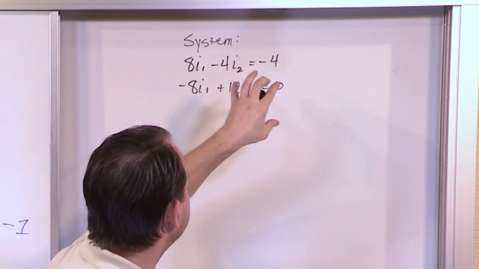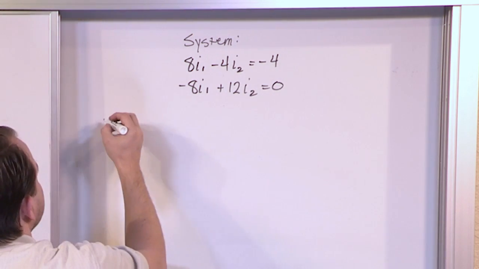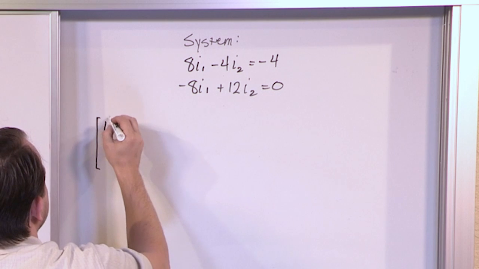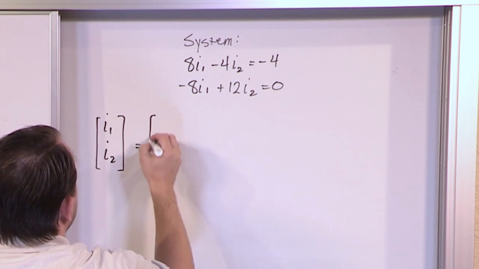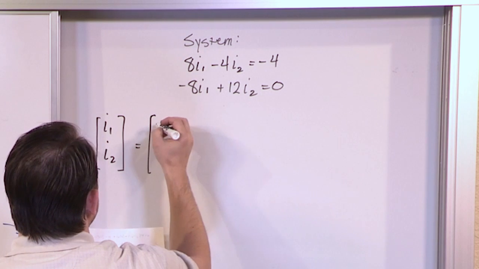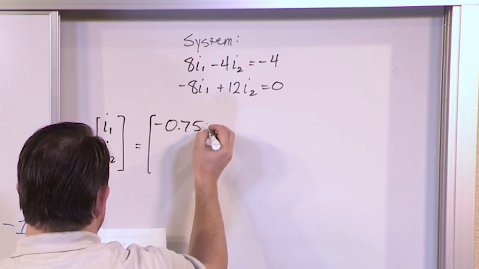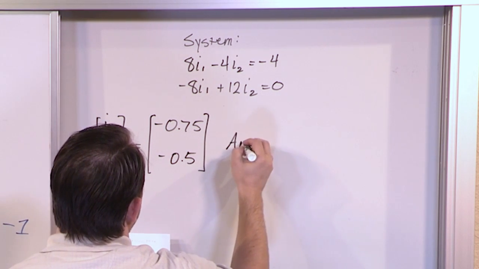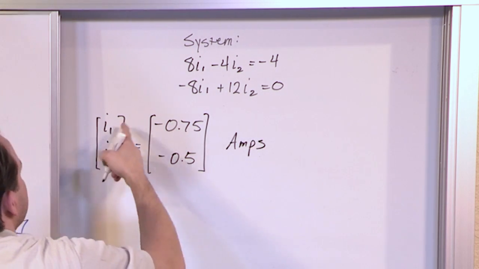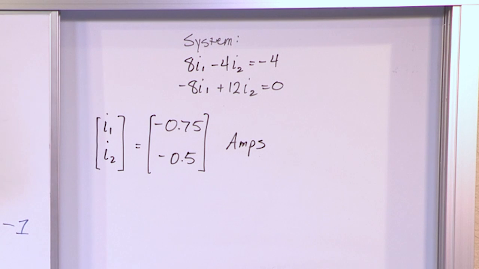You take the inverse of A times B, and what you're going to get is an answer that's going to be in terms of I1 and I2. And what you would get is negative 0.75 and negative 0.5. And what unit is this? Amps. That means that the mesh current I1 is equal to that, and the mesh current I2 is equal to that.